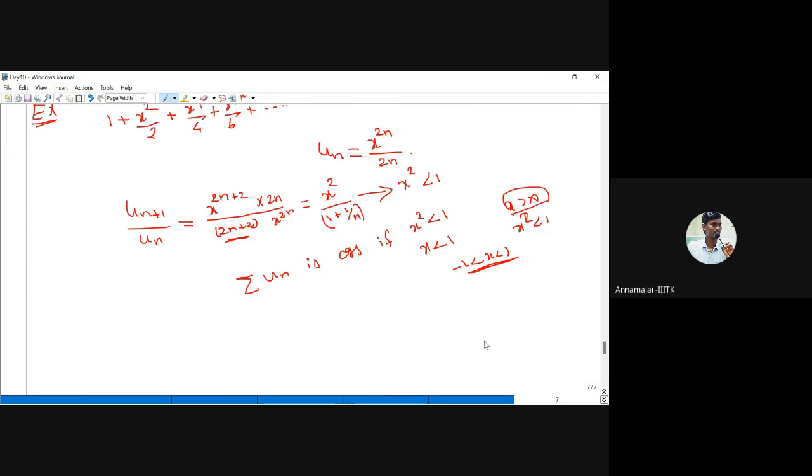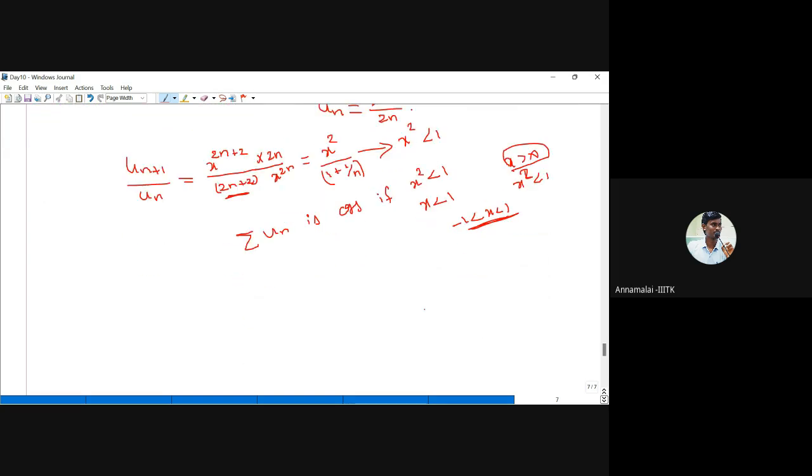Okay, maybe the final one. You can use any test and then tell me whether the summation of 5 power n by n square plus 5, n equal to 1 to infinity, converges. So what is un? So un is nothing but 5 power n by n square plus 5.